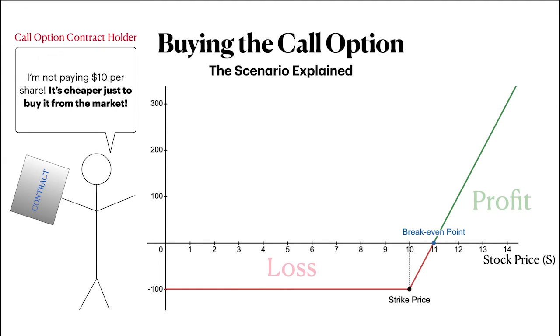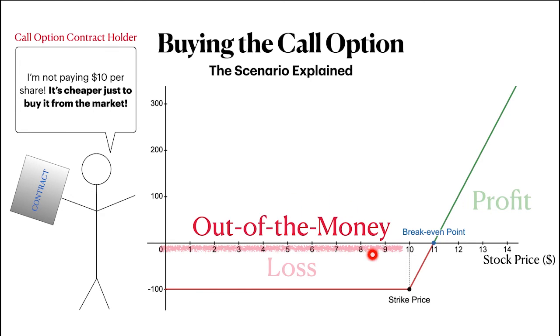So back to the scenario. The person says, I'm not paying $10 per share. It's cheaper just to buy those stocks from the market. And again, if we take a look at that, here's where the out of the money happens. All of these prices that I have highlighted down here along this stock price axis, all of those equate to a loss. And remember, that loss doesn't end till up here, but out of the money is anything in this example below that $10 per share that the stock would be trading for.